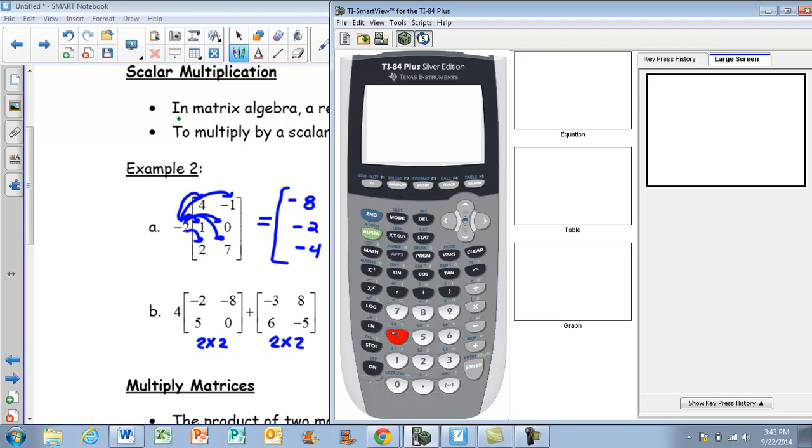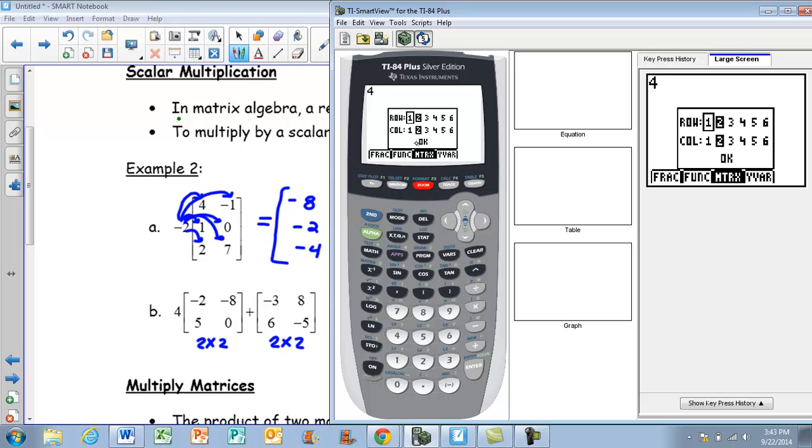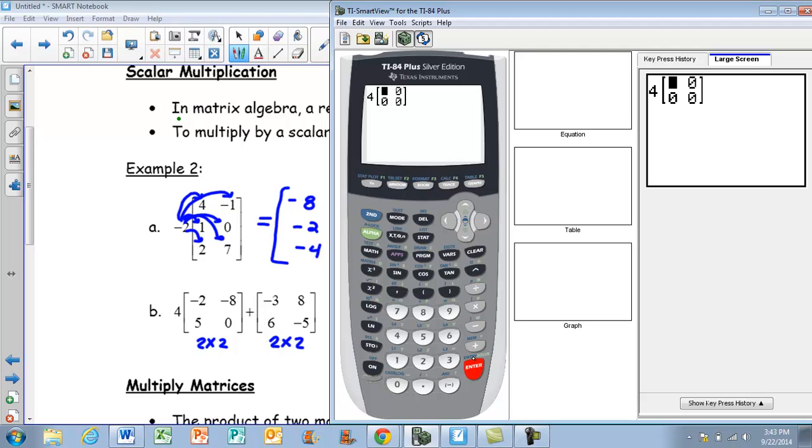So I'm going to take 4, and then you go alpha, y equals, then hit your zoom button for matrix, and you're going to put in the dimensions of the matrix that you need. I already have 2 by 2 highlighted, so you can go ahead and hit OK. And then you're going to enter in your information. So I have negative 2, negative 8, next one is going to be 0, and then 5. Make sure you arrow out. Then we have our addition sign.